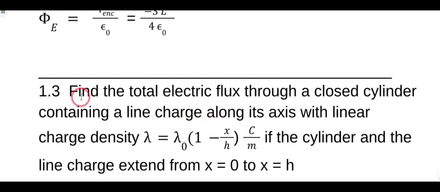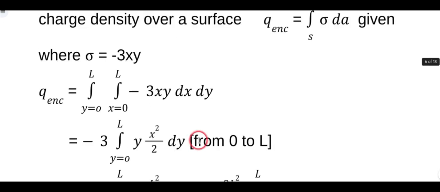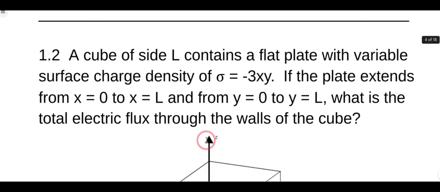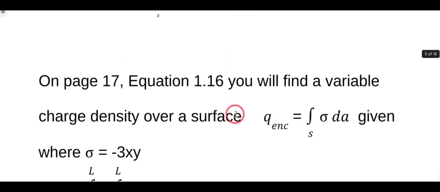Okay, here's another one. Find the total electrical flux through a closed cylinder containing a line charge with a linear charge density. Once again, we have a variable charge density, but this time it's linear, whereas up here, remember, it was planar. So we were doing a plane. Now we're just doing a line.